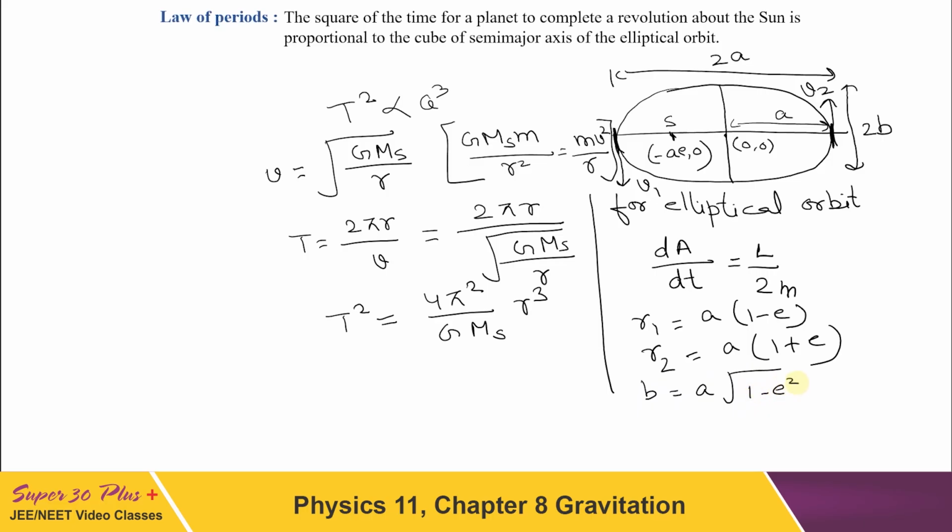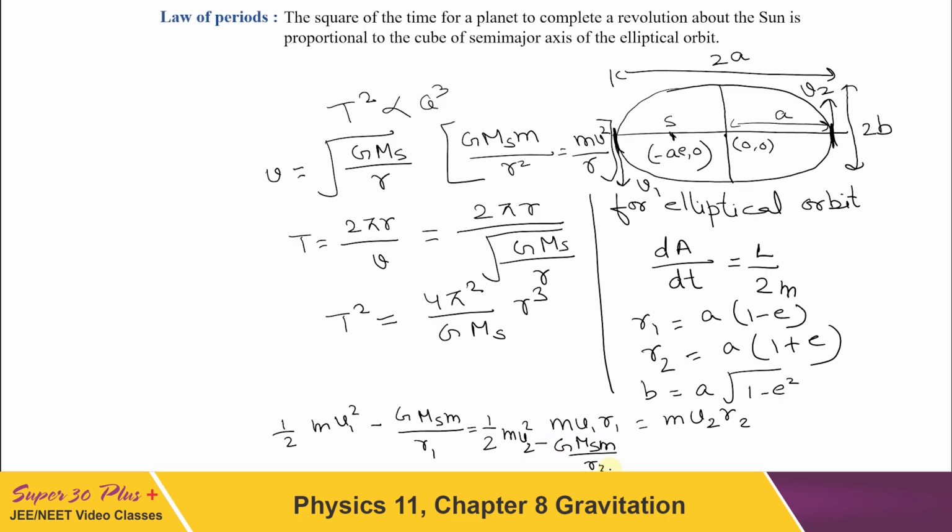As we have considered v1 and v2 to be the speeds of planet at the minimum and the maximum distance from the Sun, from conservation of momentum we can write m v1 r1 to be equal to m v2 r2. Also from energy conservation we can write half m v1 square minus G Ms m upon r1 to be equal to half m v2 square minus G Ms m upon r2.